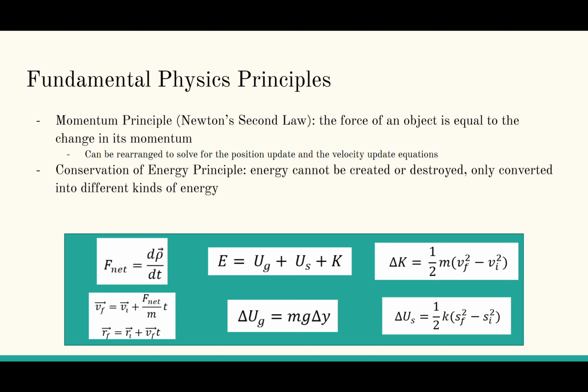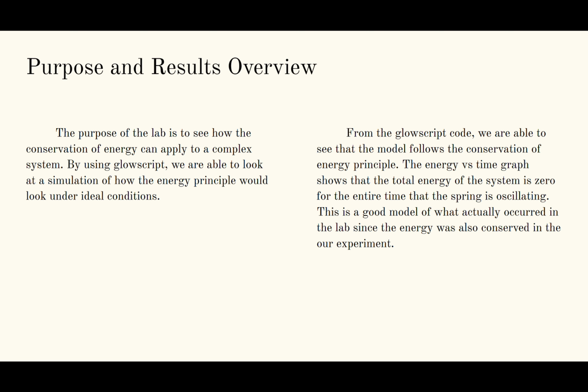We also have the conservation of energy principle, which states that energy cannot be created or destroyed, only converted into different kinds of energy. At the bottom, we can see our equations for delta K, delta potential gravitational, and delta potential spring. And we can see that our energy is equal to the total of all these energies. The purpose of the lab is to see how the conservation of energy can be applied to a complex system.